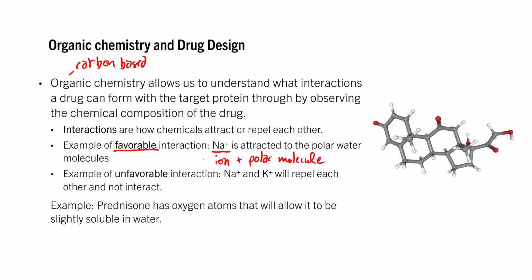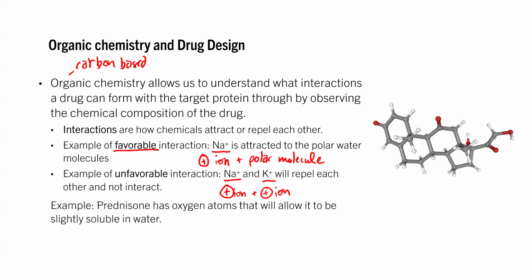And this is specifically a positive ion. An example of an unfavorable interaction would be a sodium ion and a potassium ion, which will repel one another and not interact. So this is a positive ion and a positive ion. Now, a positive ion and a negative ion will attract one another, but a positive and a positive will repel.